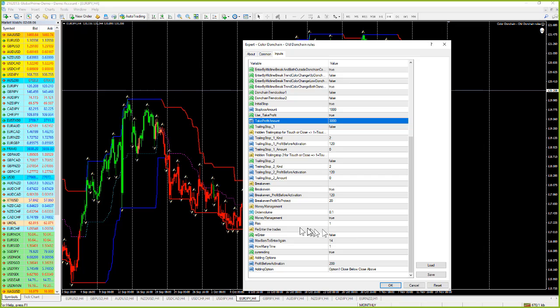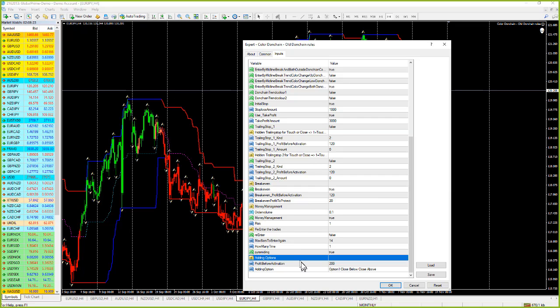So this is going to be interesting. This is to add positions to the currency. How many times do we want to re-enter? Maximum entered bars, pyramiding. I don't know what that means. Adding options, protect profit before activation. So after 200 pips, it will be activated.